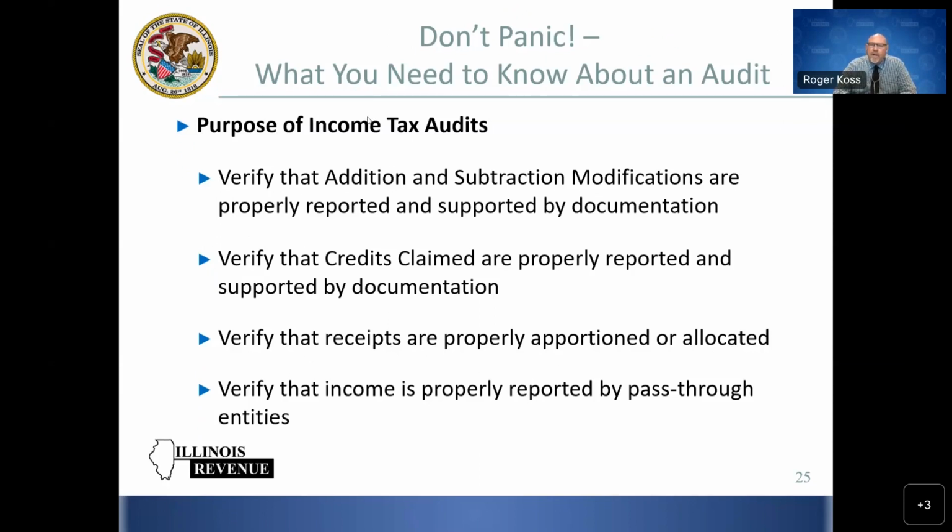We also want to verify that the receipts are either properly apportioned if you're a multi-state business, or they're properly allocated. And we also want to verify that income is properly reported by the pass-through entities. For example, a subchapter S corporation, there is a replacement tax that is paid by the subchapter S corporation.